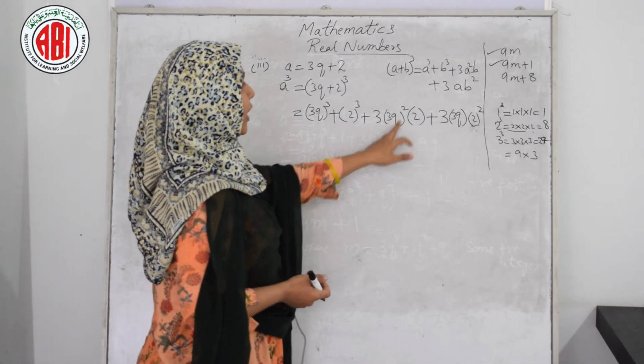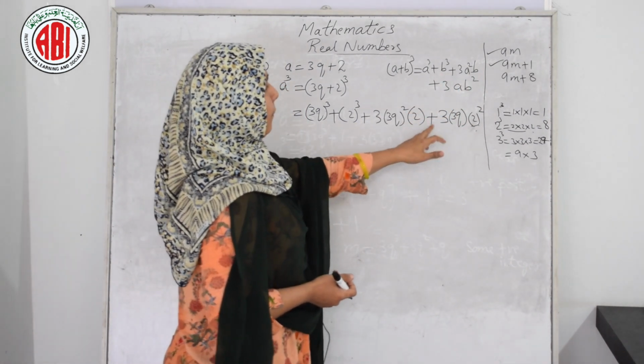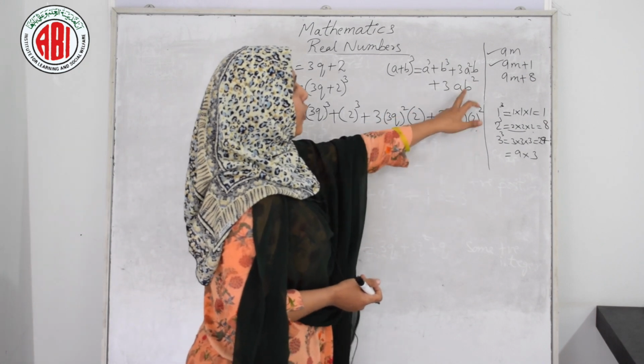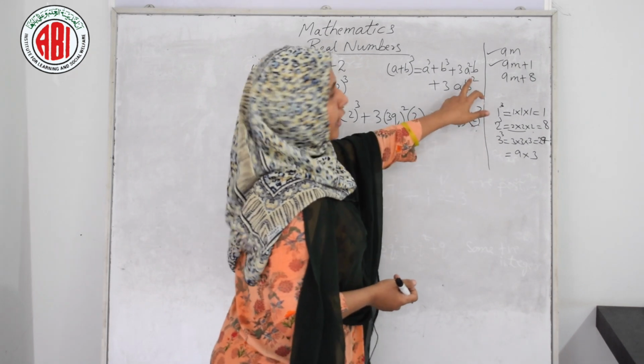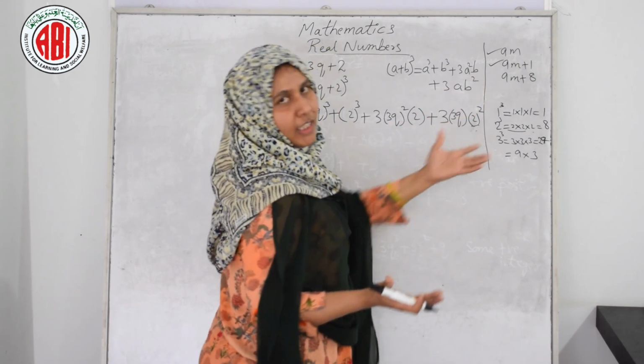3 into (3q) whole square into b, plus 3 into a, 3q, into b, which is 2 square. Don't skip this. If you forget to write this, the answer will be wrong. So be careful while writing this.